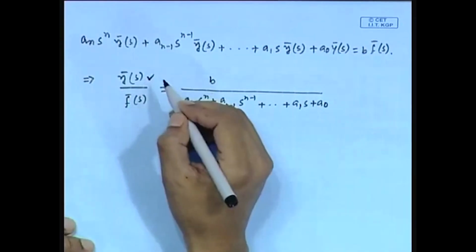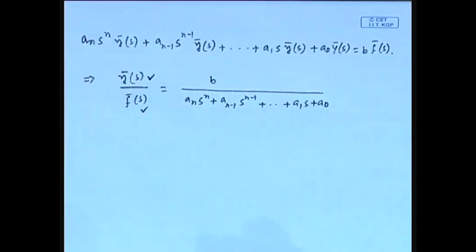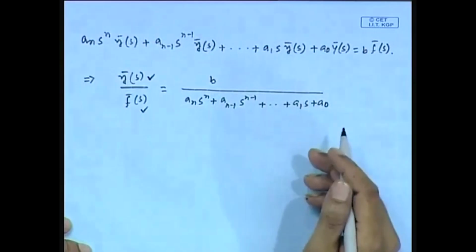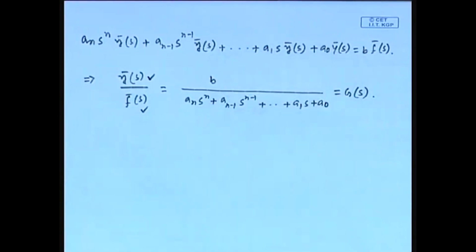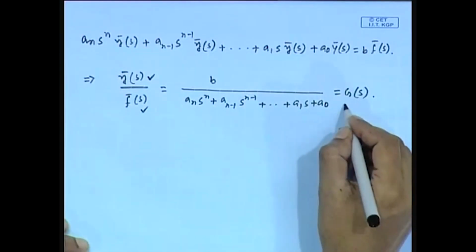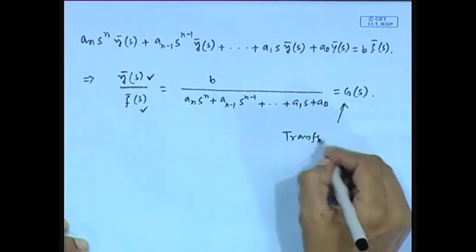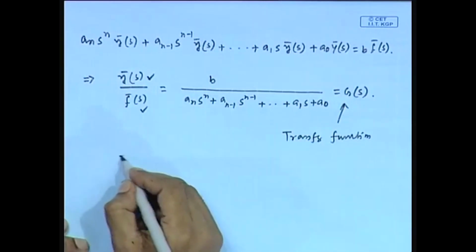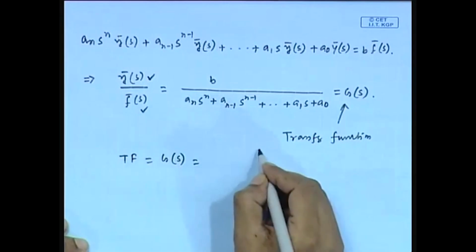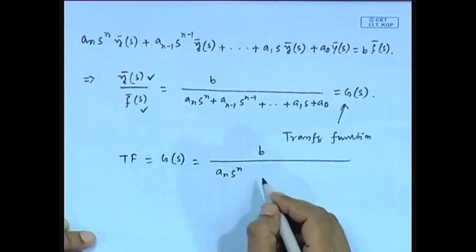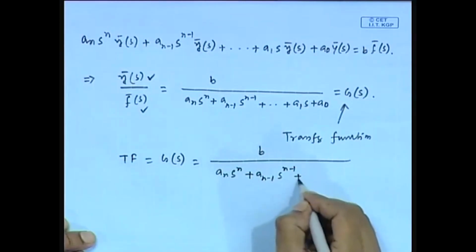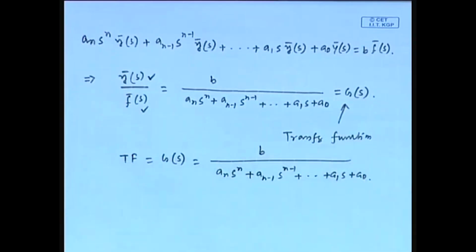This is the output in S domain, this is the input in S domain. This is the right hand side. This right hand side is basically the transfer function, which is represented by G(s). I mean, the transfer function is represented by G(s), and that is b divided by an s^n plus a(n-1) s^(n-1) plus up to a1 s plus a0, fine. So, this transfer function basically represents the linear or linearized input output model in terms of deviation variables.